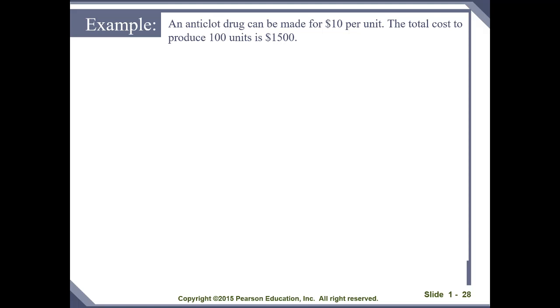So these are examples from your textbook, and the first is an anti-clot drug can be made for $10 per unit. Additionally, the total cost to produce 100 units is $1,500. We want to find the rule of this. This is called the cost function. This is the cost to make something.